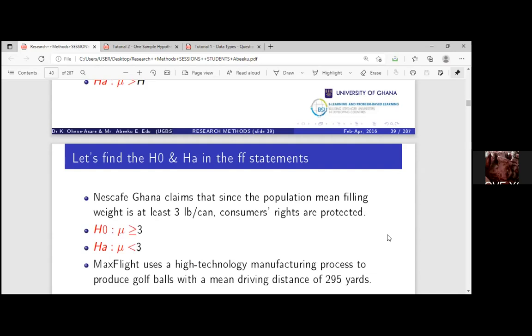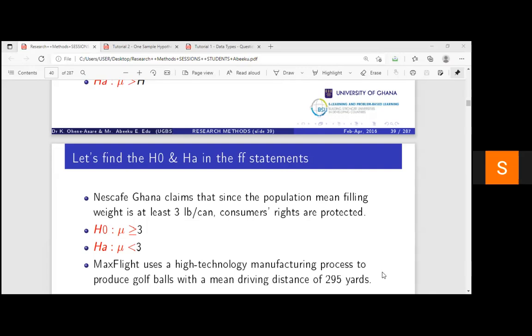Now, Max Flight uses a high technology manufacturing process to produce golf balls with a mean driving distance of 295 yards. Which word or group of words here corresponds to a sign? Yes, raise your hand and talk. Anita. Steve, say "equal to". Pardon? Steve, "equal to" corresponds to which sign?